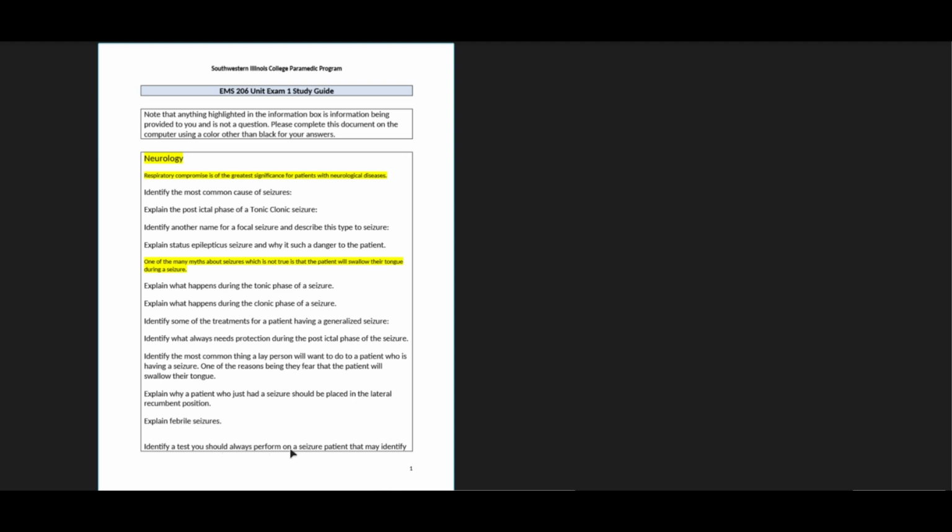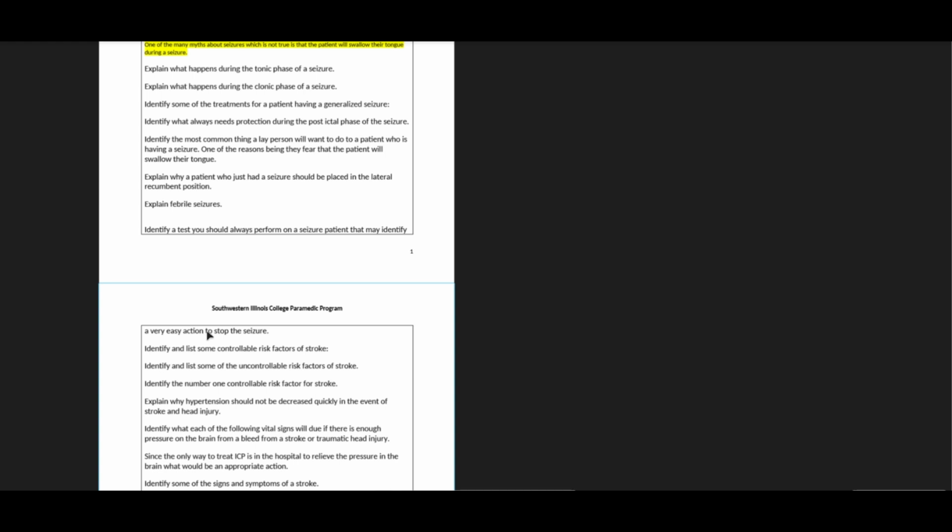Identify a test you should always perform on a seizure patient that may identify a very easy action to stop the seizure. So I think this is probably talking about getting a blood sugar.